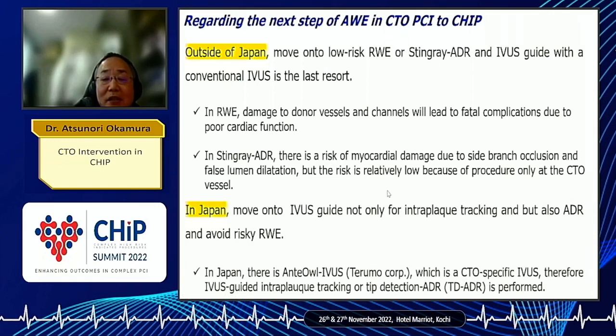But in Japan, just now, we are directly moving on to the IVUS guided wiring, not only for the intraplaque tracking, but also the ADR, and also avoid the risky approach. In Japan, there is an anterior IVUS. This is a short tip pullback IVUS. Therefore, the IVUS guided intraplaque tracking or the tip detection ADR can be achieved very easily.